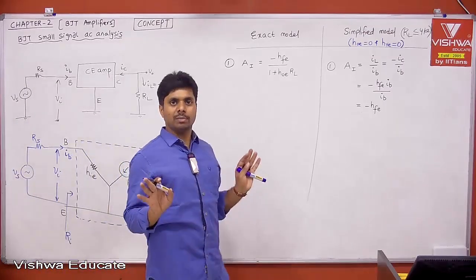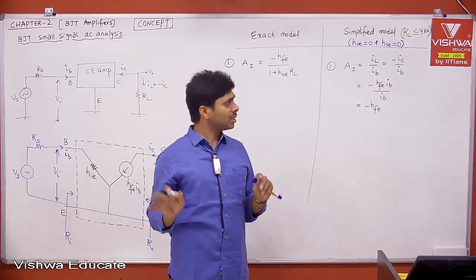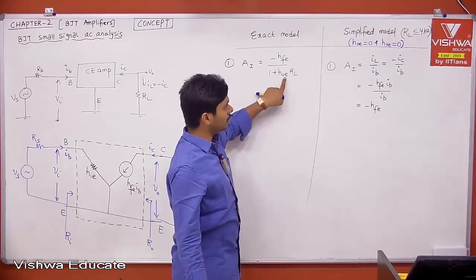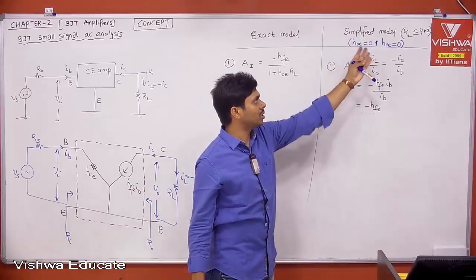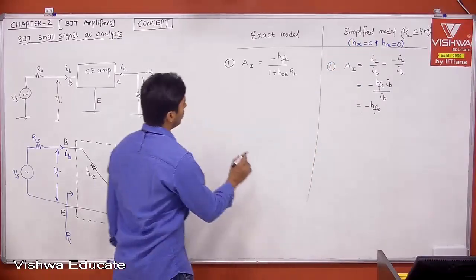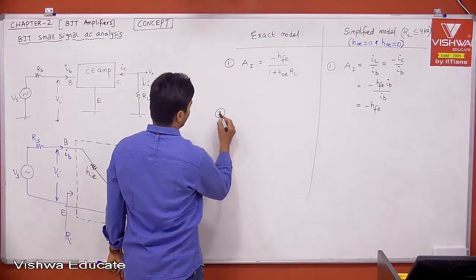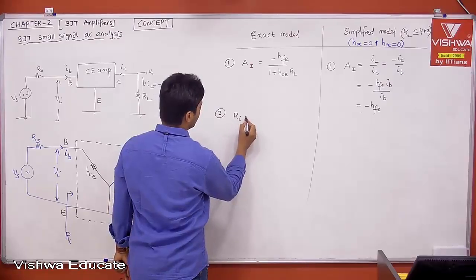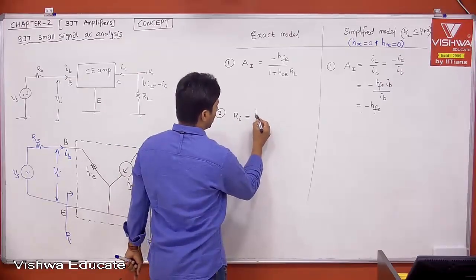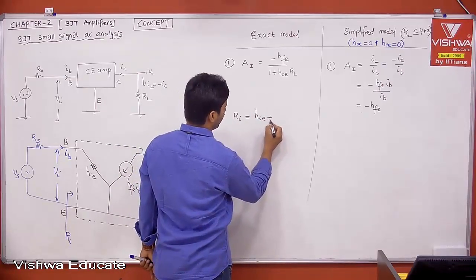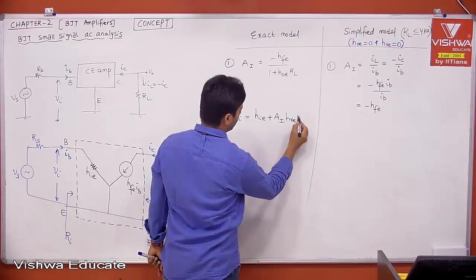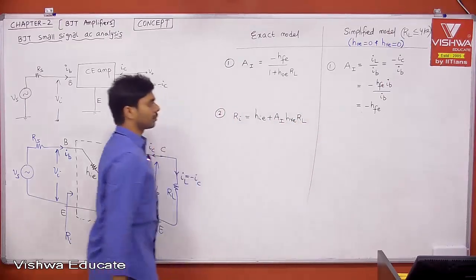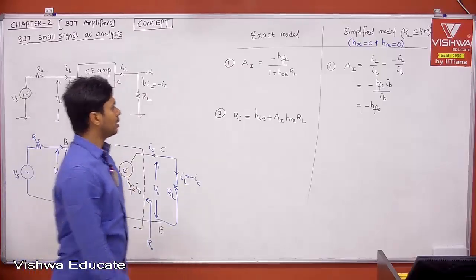If you don't want to do all those things, if you want it very simple, if you are following only mathematical analysis, just take HOE 0. If HOE is 0, minus HFE. Done. Because simplified model is nothing but HOE 0, HRE 0. Okay. Now, let me continue in the same way. Therefore, second one. What is your input impedance? Don't write, just listen here. HIE plus AI into HRE into RL. Right, that is what your input impedance is.